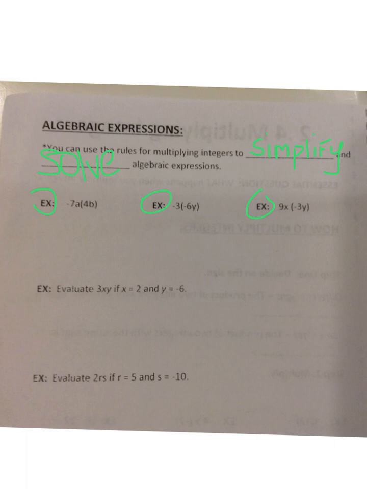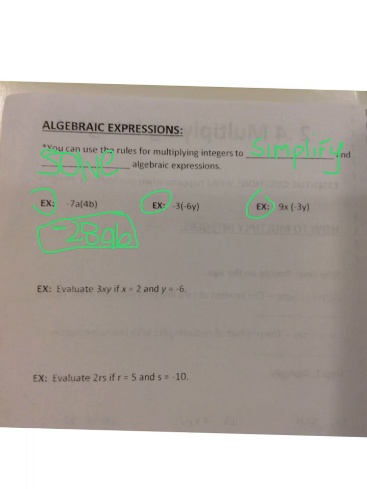I have negative 7a times 4b. The variable part of the expression, I can't do anything to simplify because they're different variables. But the coefficient part, the number that comes before the variable, I can simplify and multiply. So I'm going to multiply the coefficients by each other. Negative 7 times positive 4. Signs are different, so it gives me a negative 28. And then I'm going to multiply a and b. So the way that we could write this simplified would be negative 28ab.